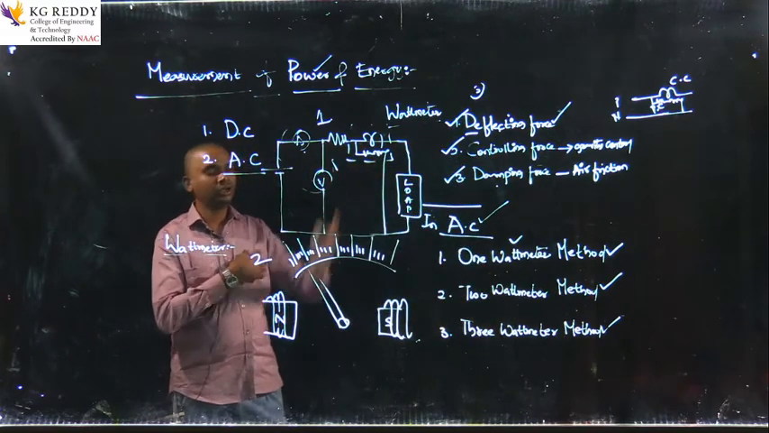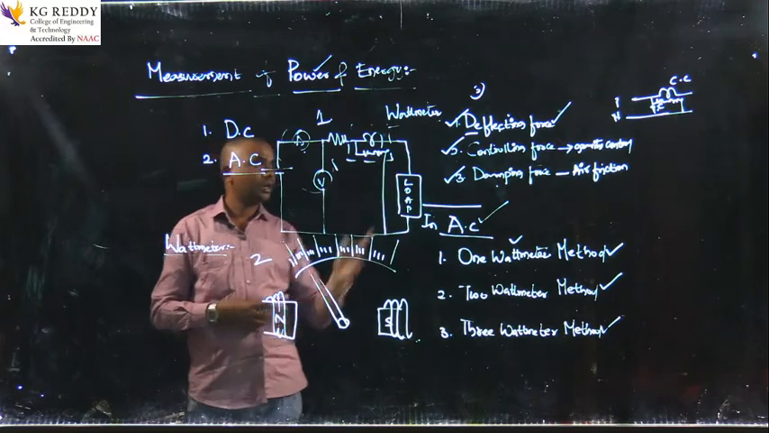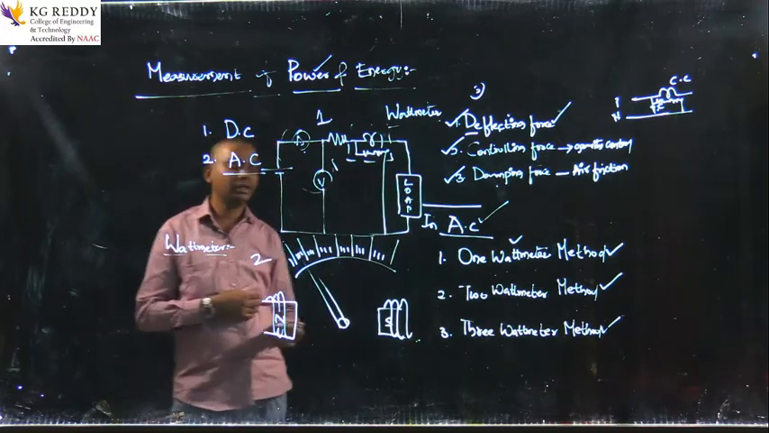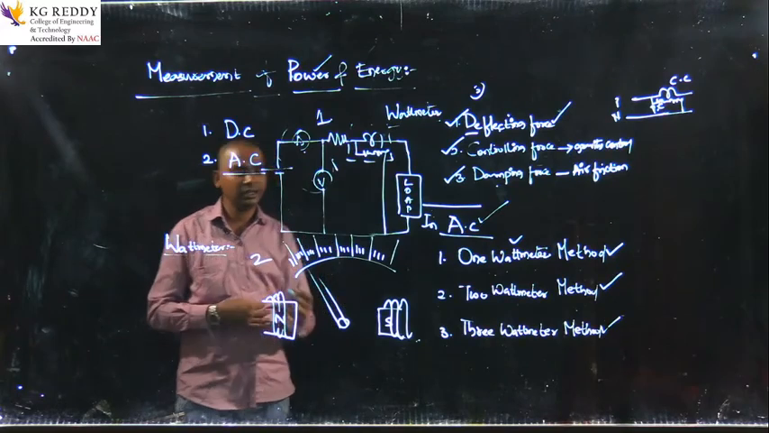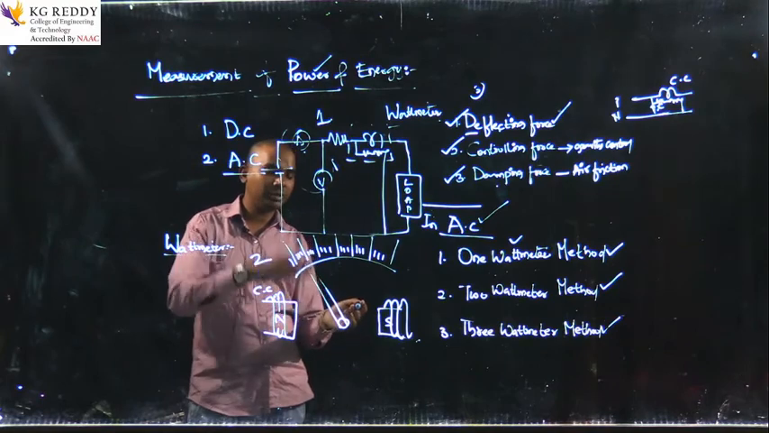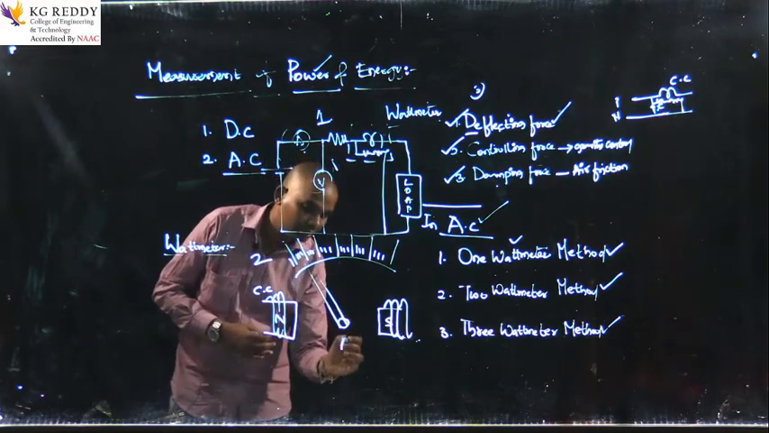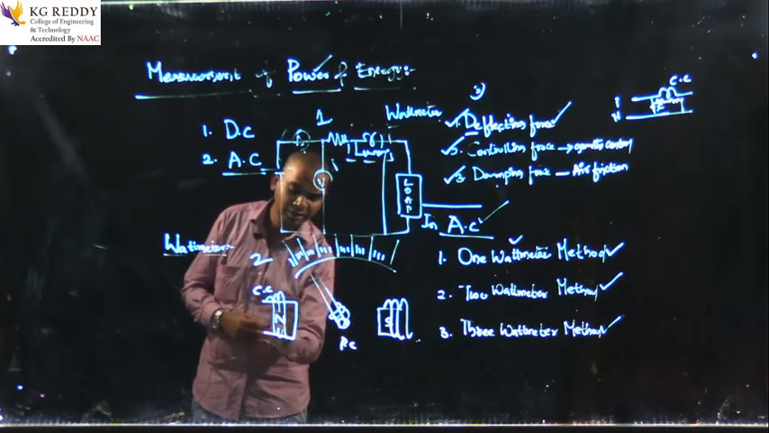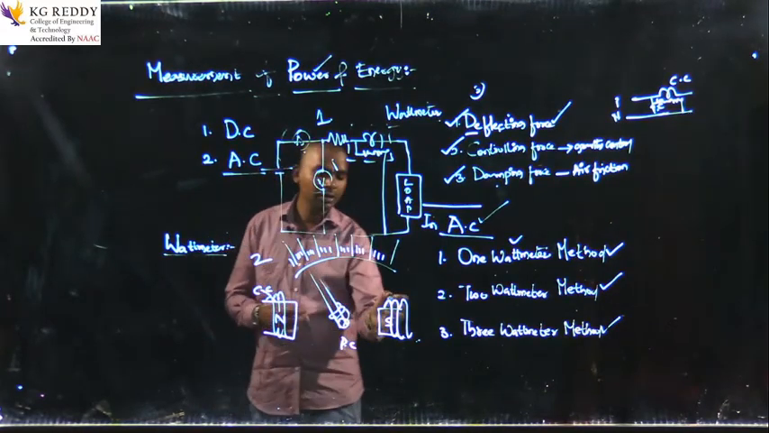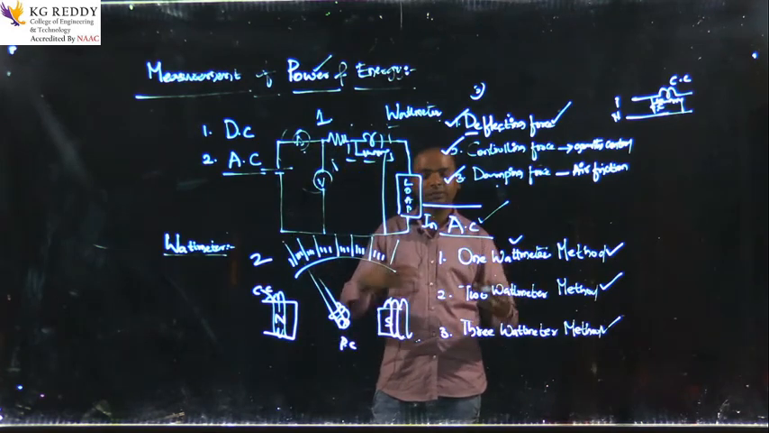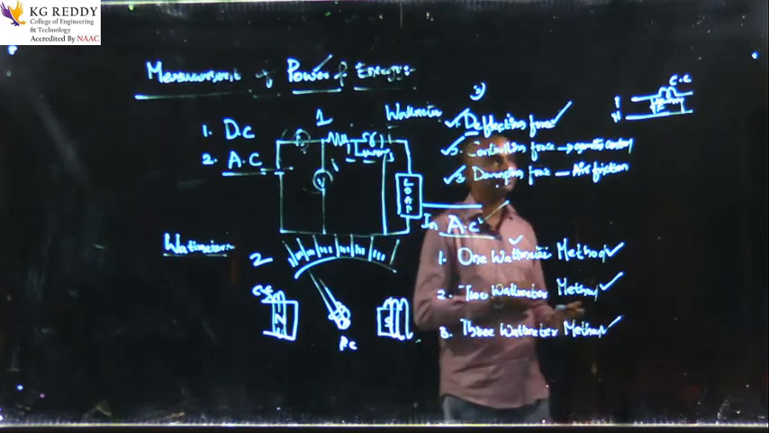Then what is the current coil? The winding which is wound on the magnetic field side we call the current coil, and the one in between the magnetic field, where we place the pointer, we call the pressure coil. Here we have the winding: this is the current coil and this is the pressure coil. By means of these we will be measuring.